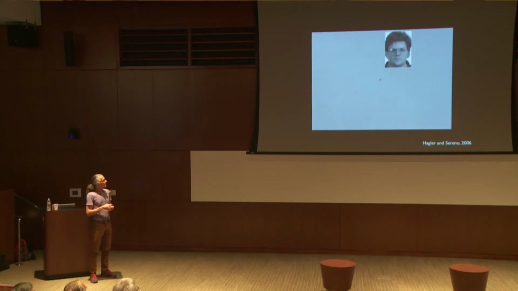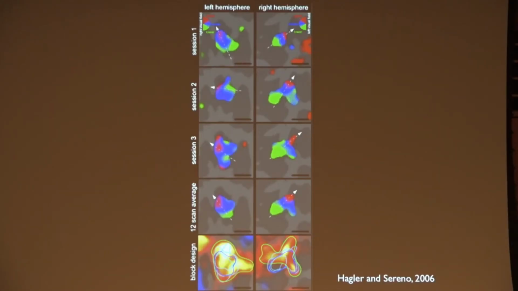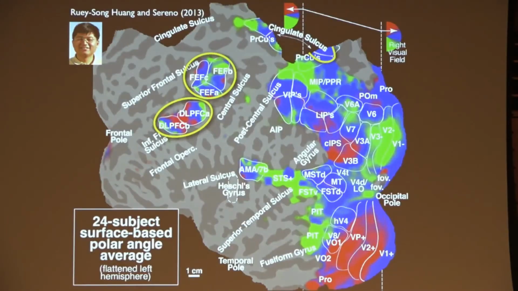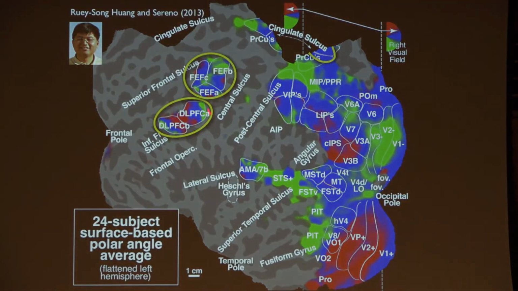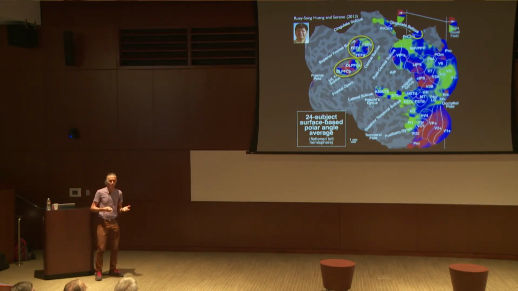But if you use this, you can actually see that you have a reliable map that persists over months. This is one subject scanned over several months. And in Ray Song's 24-subject average, you can see that there's actually two maps there in dorsolateral prefrontal cortex, and probably 2 or 3 in the frontal eye fields there. So those are constant enough that they show up across 24 subjects. So that again addresses the problem of there being some variability, but there's enough constancy so that you can actually see something. It doesn't average into a mush.